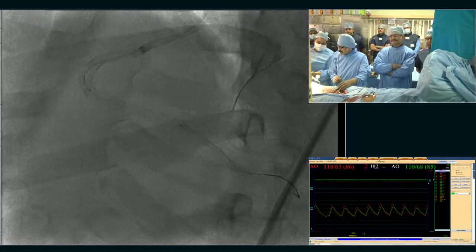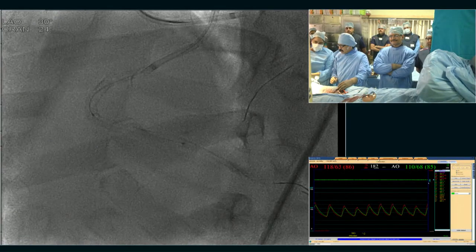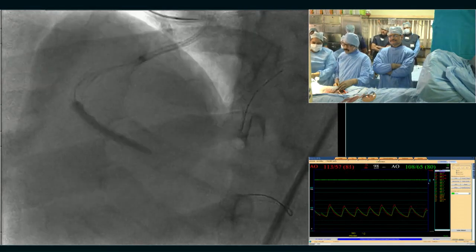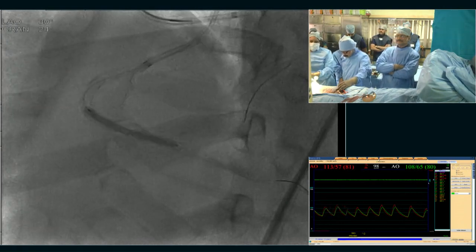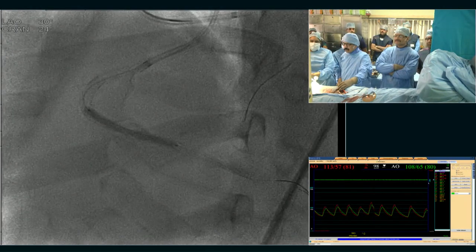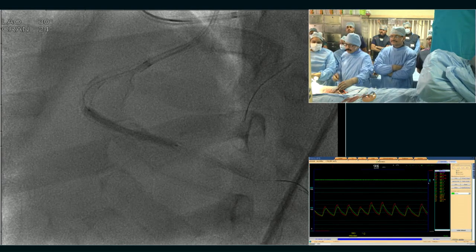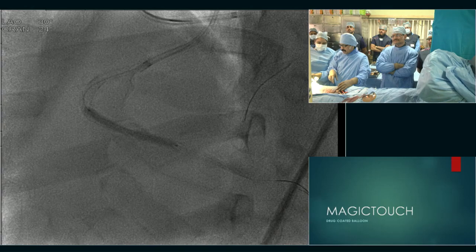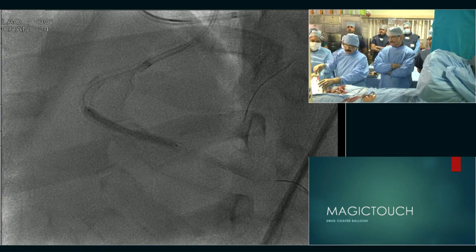This balloon we have to inflate two times at 6 nominal and 30 seconds each time for the drug delivery of sirolimus. But could you, in this timing, show us a retrograde injection, please? We will deflate it. Once it deflates, I will give the retrograde injection.